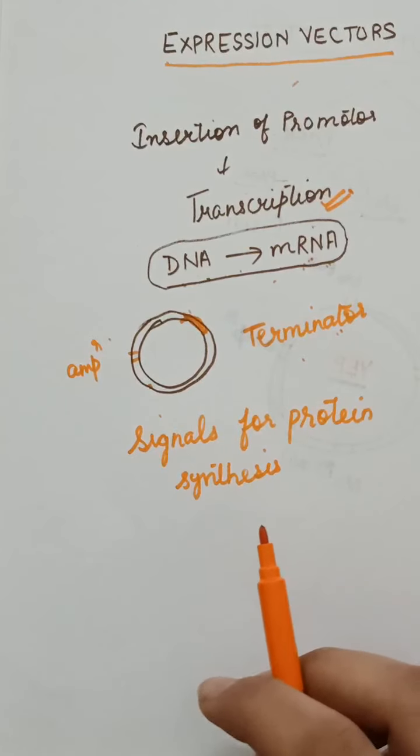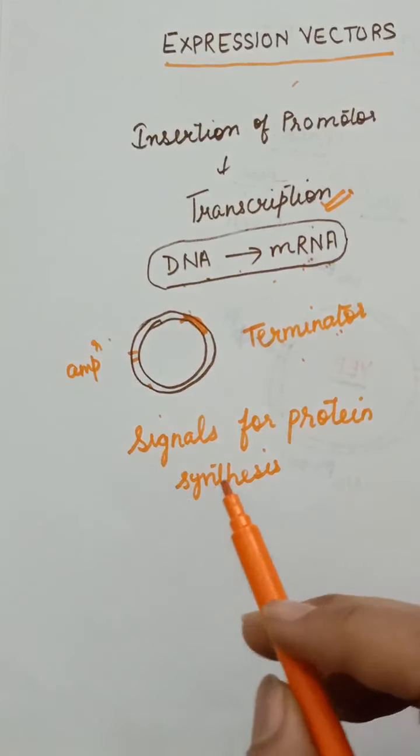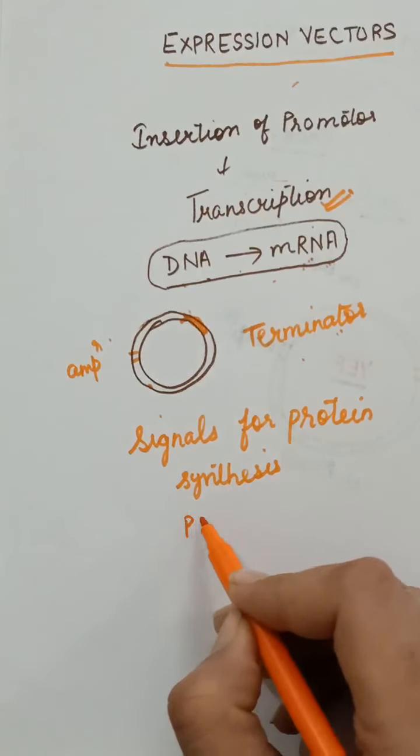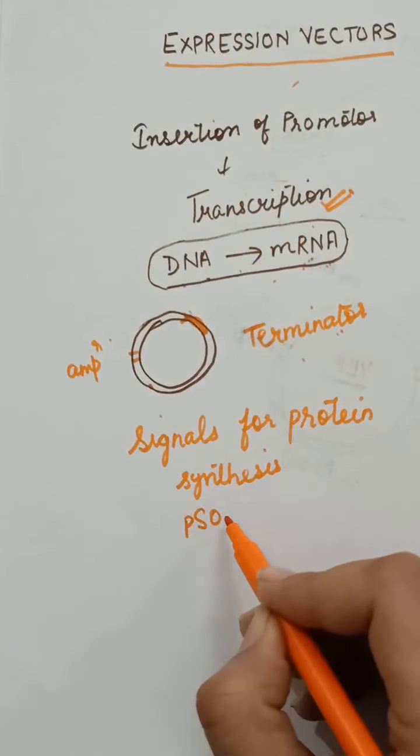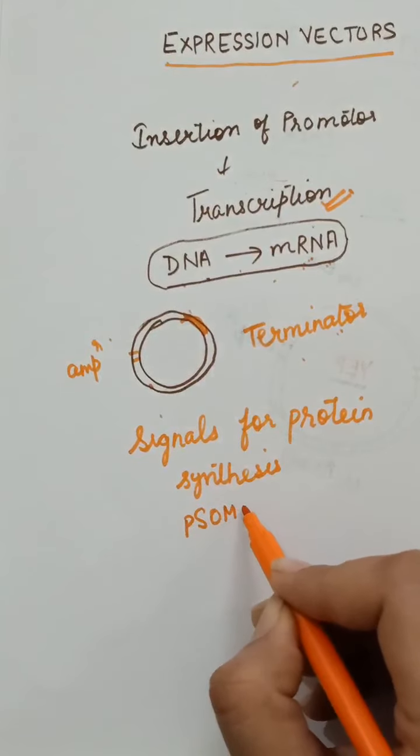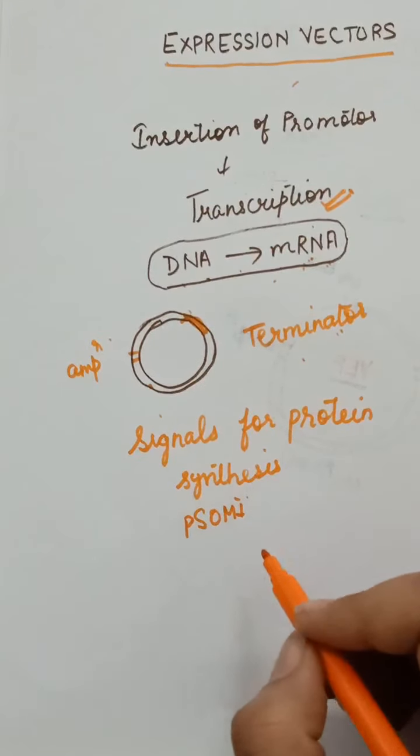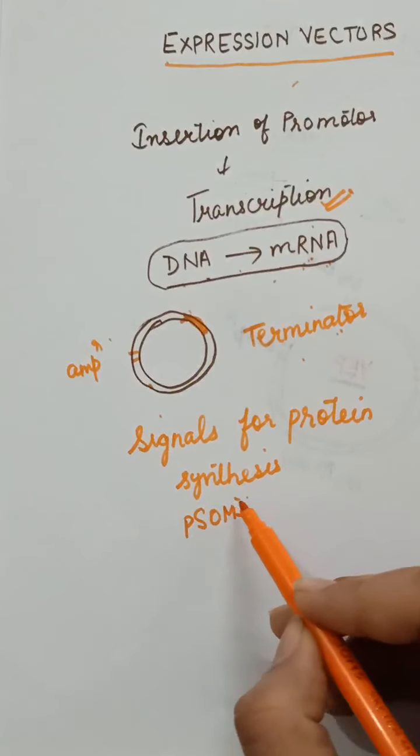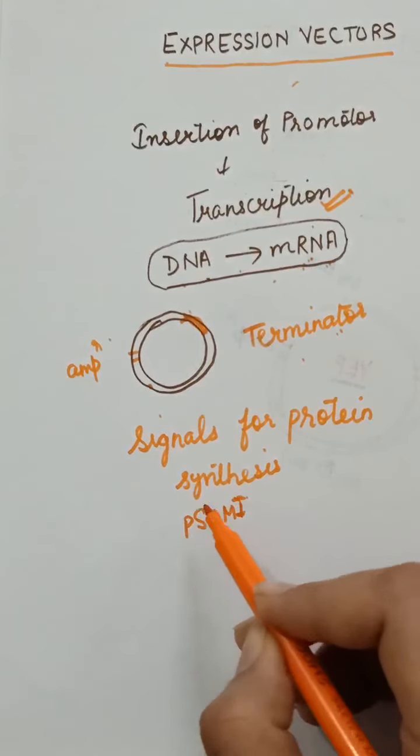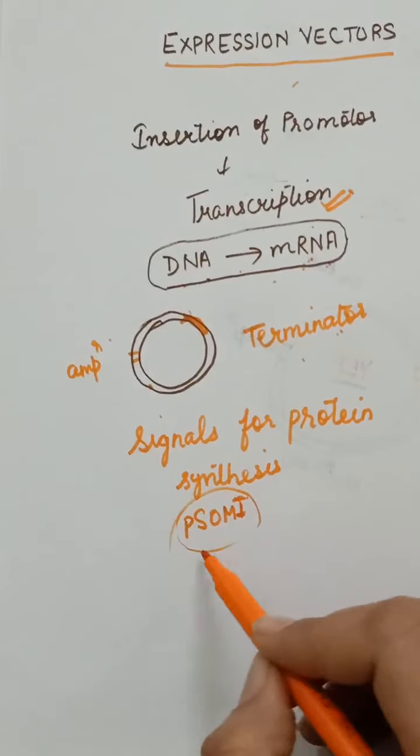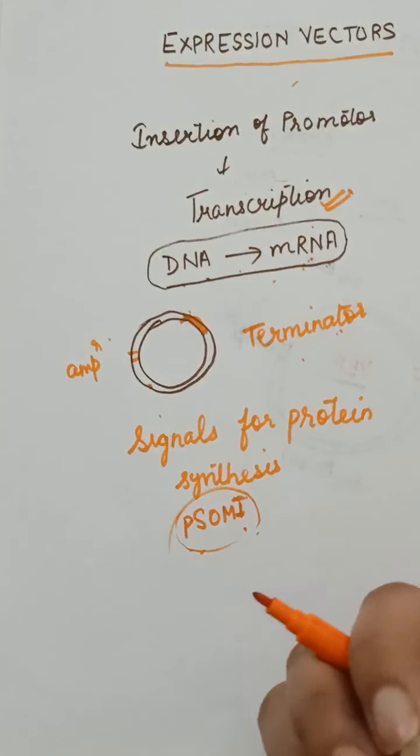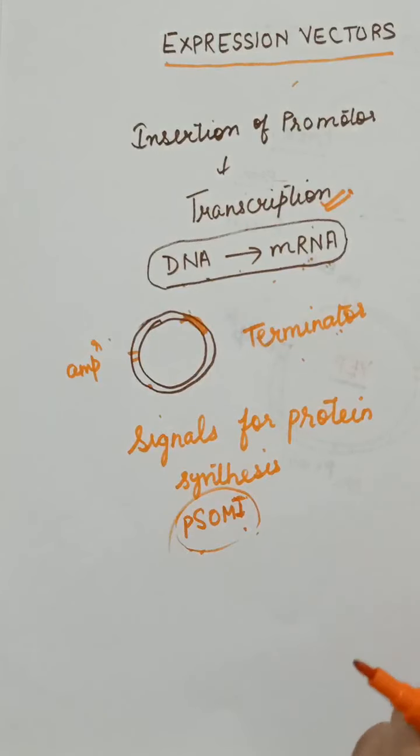If you want to give an example, we don't have to learn this example in detail, but if we want to give one, we can give this example: plasmid SOM 1. It contains the promoter sequence for production of the chain of somatostatin. Somatostatin is a known gene, so it contains the promoter sequence. This is one example which contains a promoter sequence for a particular gene. So like this, expression vectors are the vectors.